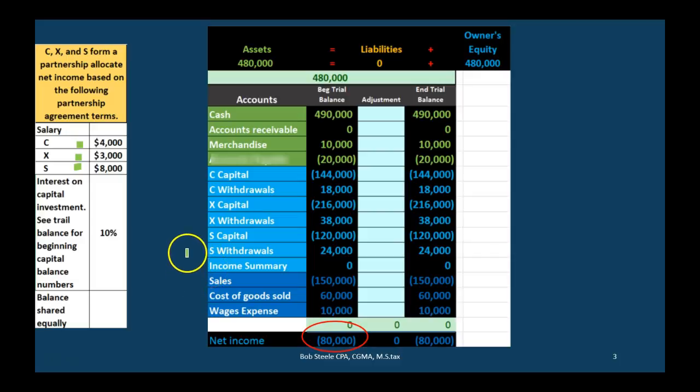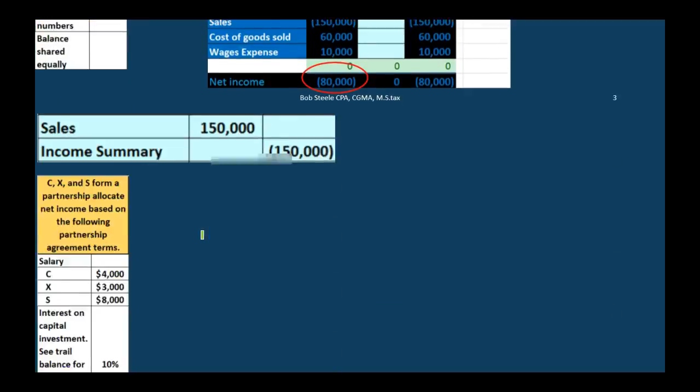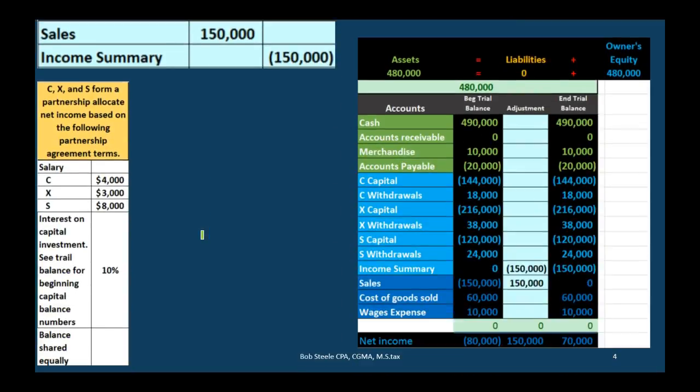Then we're going to close out the income summary to the capital accounts, which is the difficult part now because we have multiple capital accounts. That's going to be where this allocation comes into play. And then we'll close out the draws to the capital accounts, which is the same as anything else, except now we have 3 draws accounts because we have 3 partners. All right, so the first one, we're going to close out sales to the income summary.